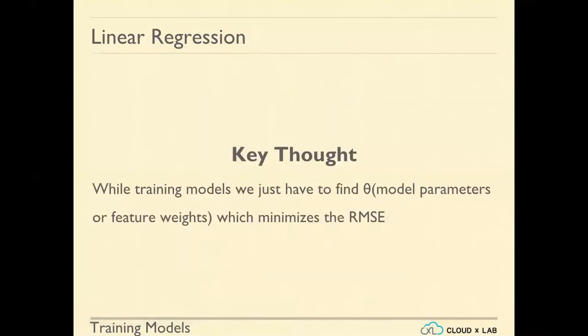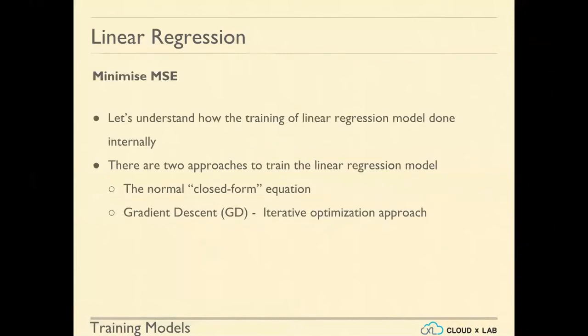While training models, we have to find theta, which minimizes root mean squared error. There could be many other ways of measuring error, but right now, in case of regression, we are going to mostly use the root mean squared error. Let us understand how the training of a linear regression model is done internally.